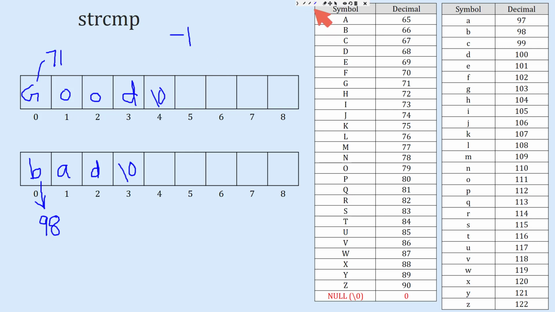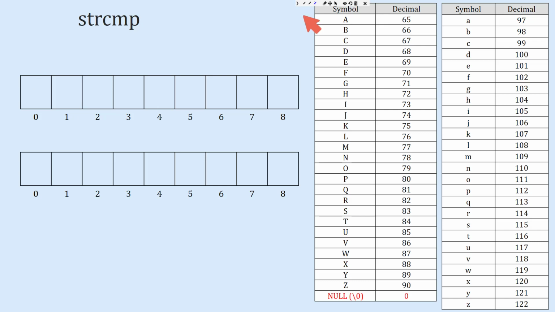So I am taking another example. Another doubt is asked: are we comparing only the first element? No, it is not like that. I am making another example. First is good, A. This is not 10, this is backslash zero. And then I am writing God, God. Then there will be a backslash zero.